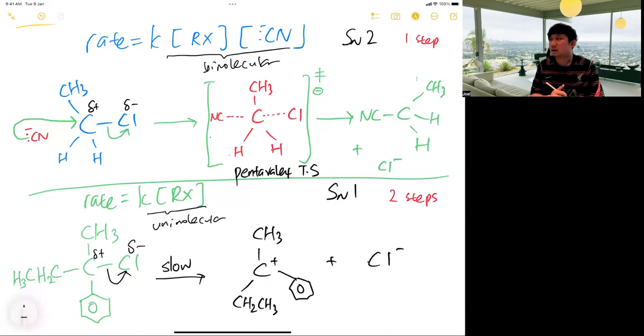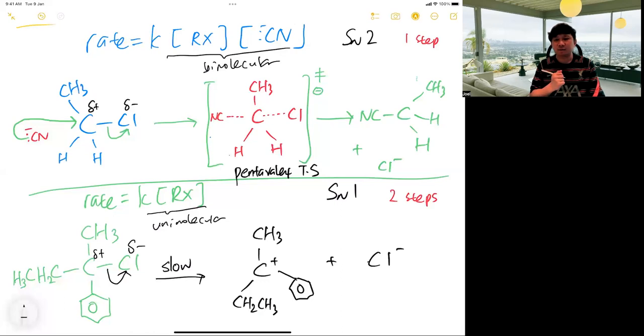Do you know the reason why? Very good, steric hindrance is one key point, right? Steric hindrance: you cannot do a backside attack, the benzene blocks it, that group blocks it. But there's another key reason. What is it? Okay.